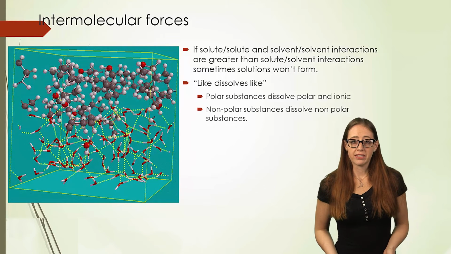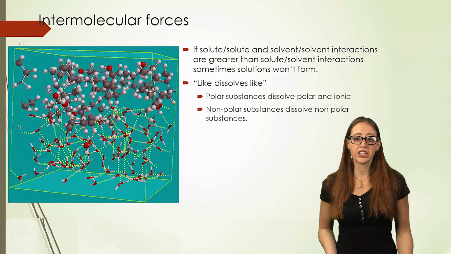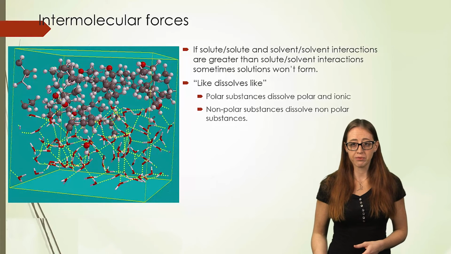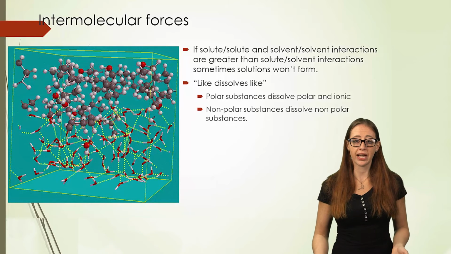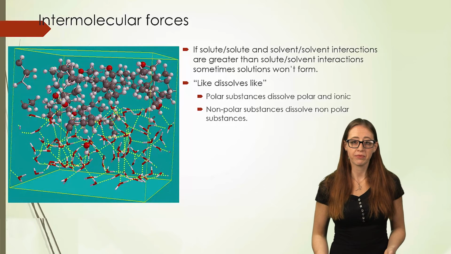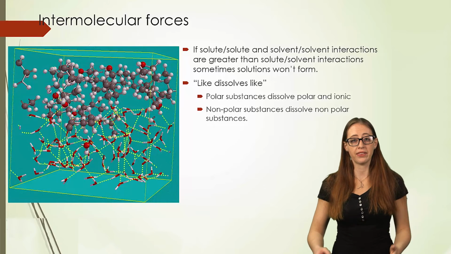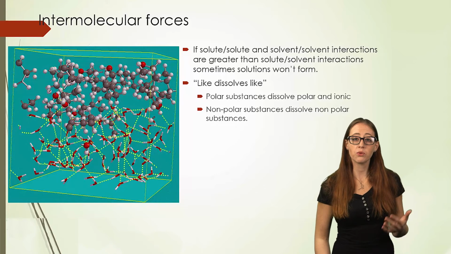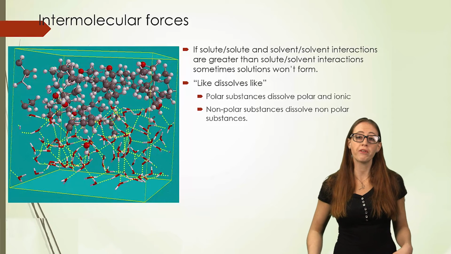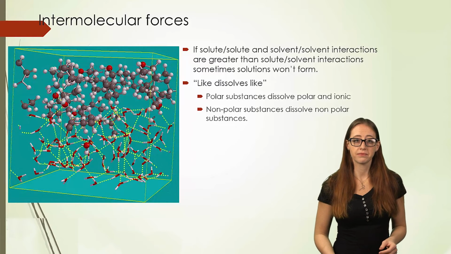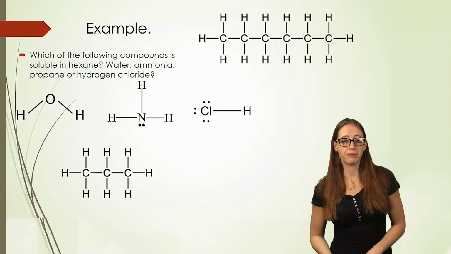Let's look at a simulation of this. Here we have water and ethane. The interactions between the water and the water are very strong because of the hydrogen bonding and dipole-dipole. And those interactions are stronger than that of the water in the ethane. Because of this, the water is going to segregate itself into its own phase, leaving the ethane to its own phase as well.